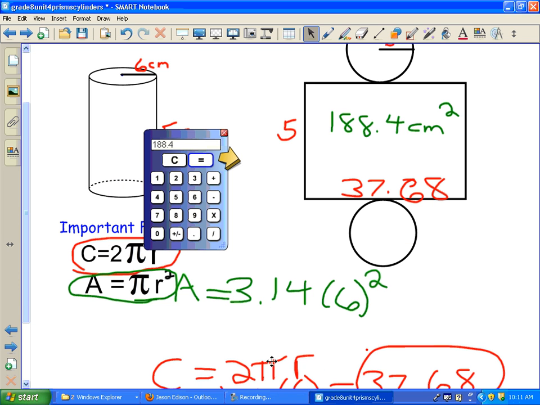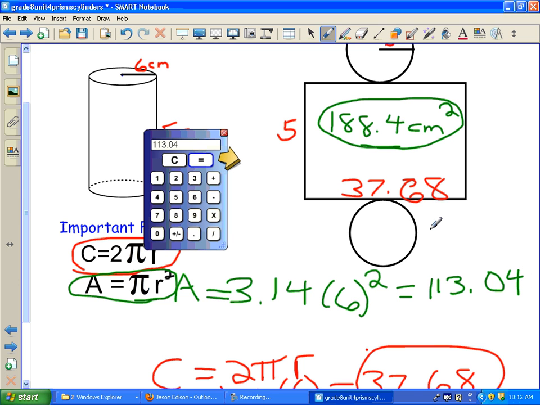Oops. And if we work that out, 6 times 6, we have to do our exponents first. So we've got 6 times 6 equals 36, and then we have to multiply that by 3.14. And our answer for the area of one of those circles equals 113.04. Now all we have to do is add the area of the rectangle, add the area of the top, and then add another one for the bottom.